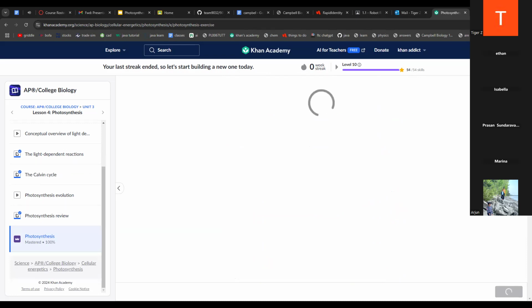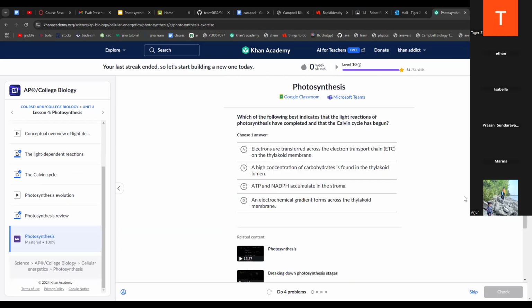Okay, just a couple more practice questions, and I think we should be good. Which of the following best indicates that the light reactions of photosynthesis have completed and that the Calvin cycle has begun? Think about what happens in the Calvin cycle, what the products are, and what the products of the light reactions are. And what would happen if the light reactions were done and the Calvin cycle started?